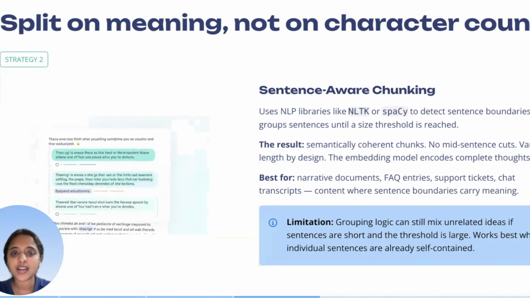Another strategy here is sentence-aware chunking. We use NLP libraries like NLTK or spaCy to detect sentence boundaries, and then we group sentences until a size threshold is reached. So the chunks are semantically coherent. There are no mid-sentence cuts, so there's no information loss.